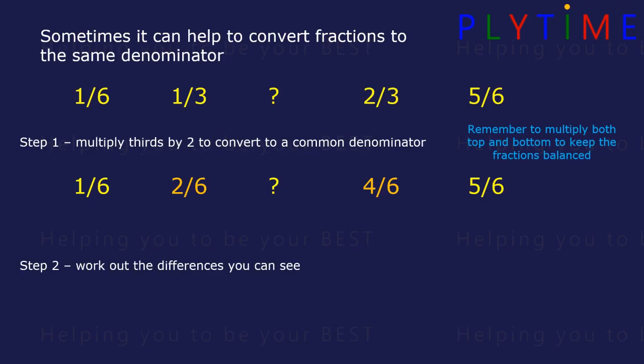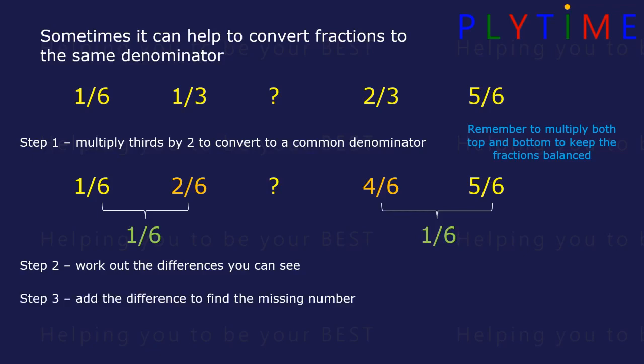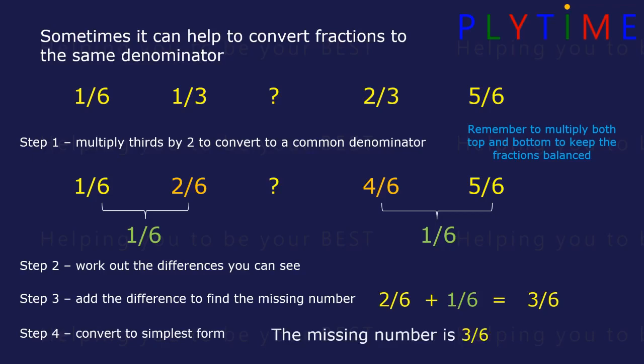Now we can work out the differences. Between 1/6 and 2/6, it's 1/6. Between 4/6 and 5/6, it's 1/6. Now we can add this to 2/6 to find the missing number. So 2/6 plus 1/6 equals 3/6. We could also convert this to the simplest form. 3/6, we can divide both the top and the bottom by 3, and it gives us 1/2.